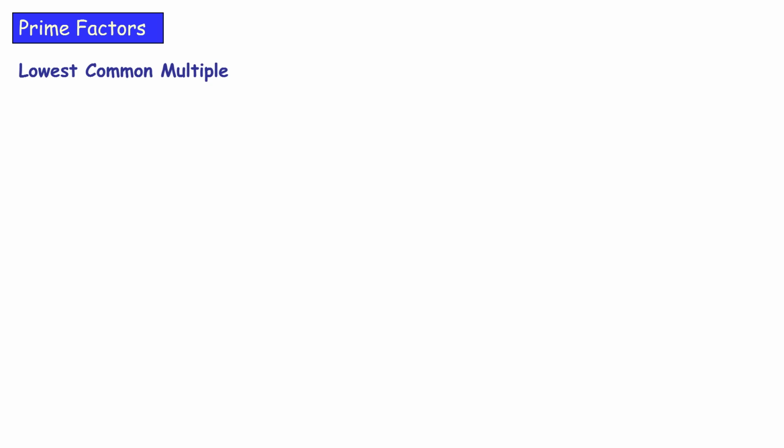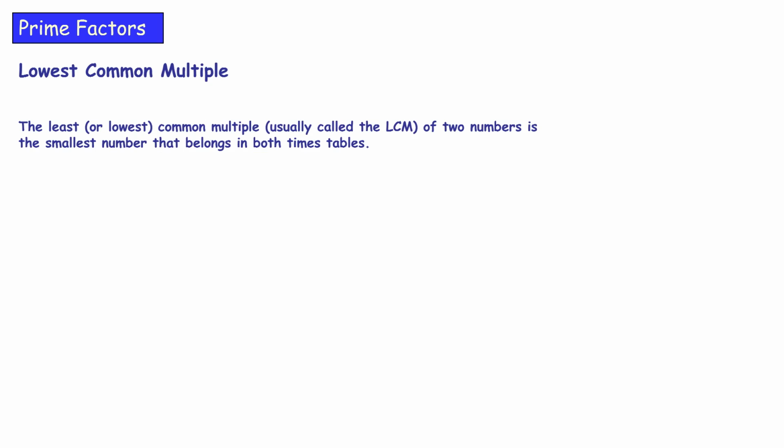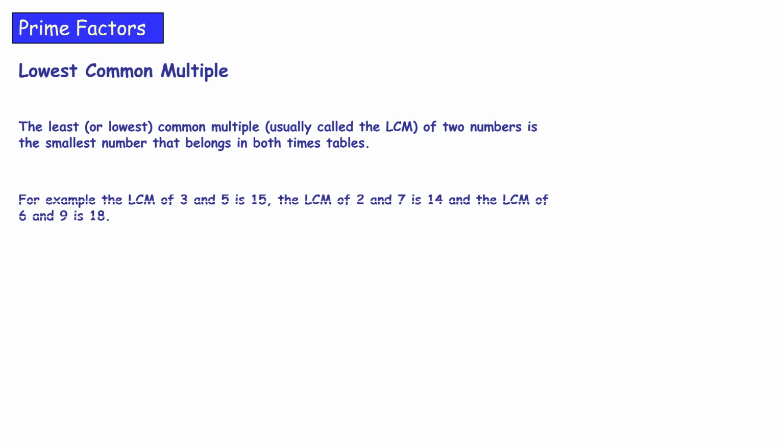What does multiple mean? Now we know that as being times table. So the lowest common multiple of 2 numbers is the smallest number that's in both their times tables. So that number's got to be bigger than both of those numbers because they can both go into it. If we look at an example here, the lowest common multiple of 3 and 5 is 15. Because 3 goes into 15 and 5 goes into 15. And it's the first number they both go into.